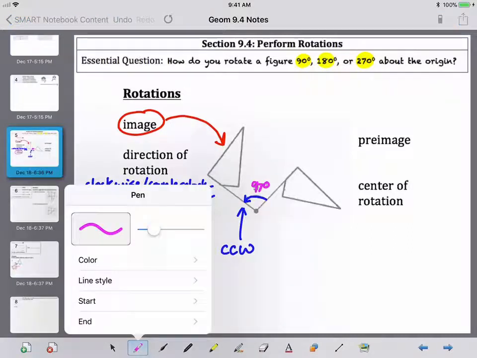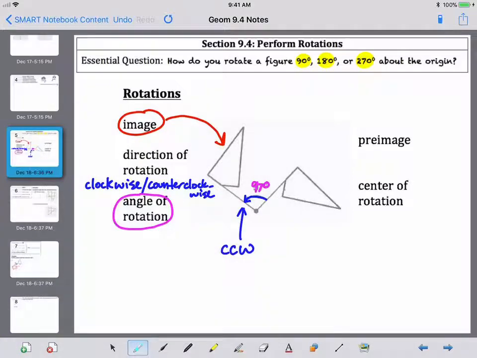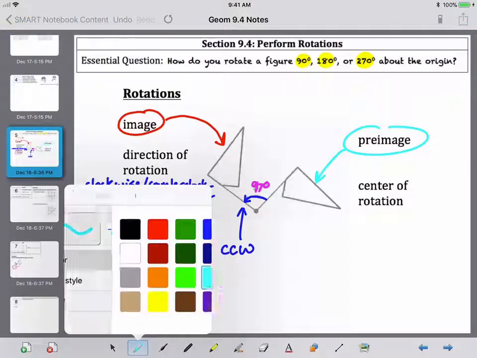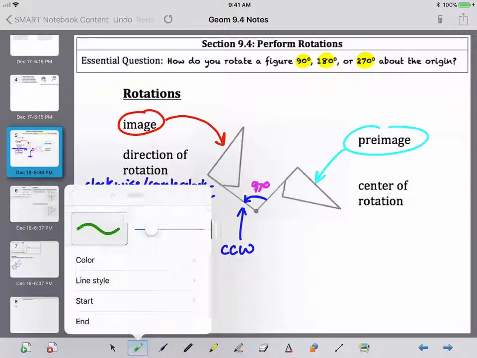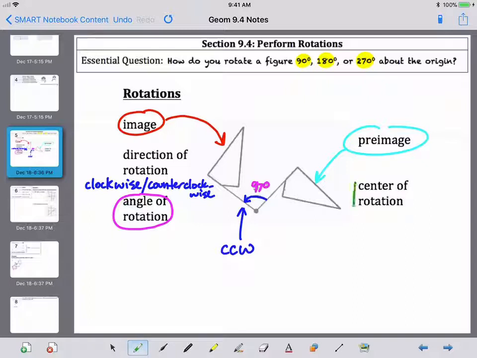The pre-image is your starting image. So if we look at the figure, in this case it would be the image on the right-hand side. Typically in this class we're going to talk about having the center of rotation at the origin, or at the point 0, 0. In this case though, it is this point right here.